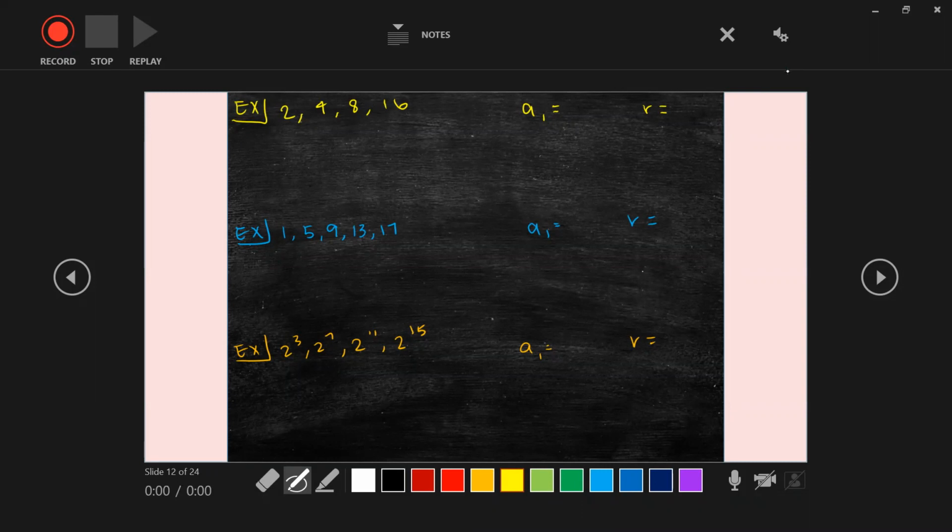Okay, so we are going to look at consecutive terms in the sequence: 2 and 4, 4 and 8, 8 and 16.